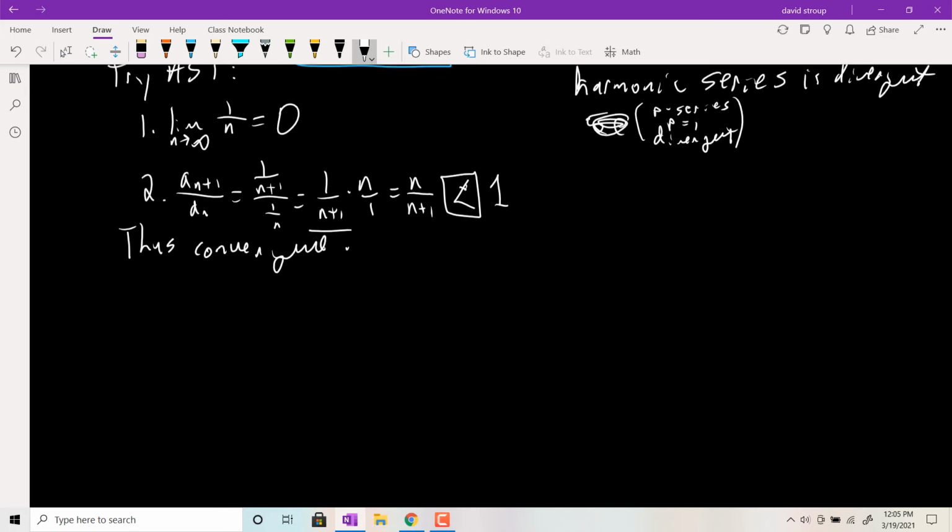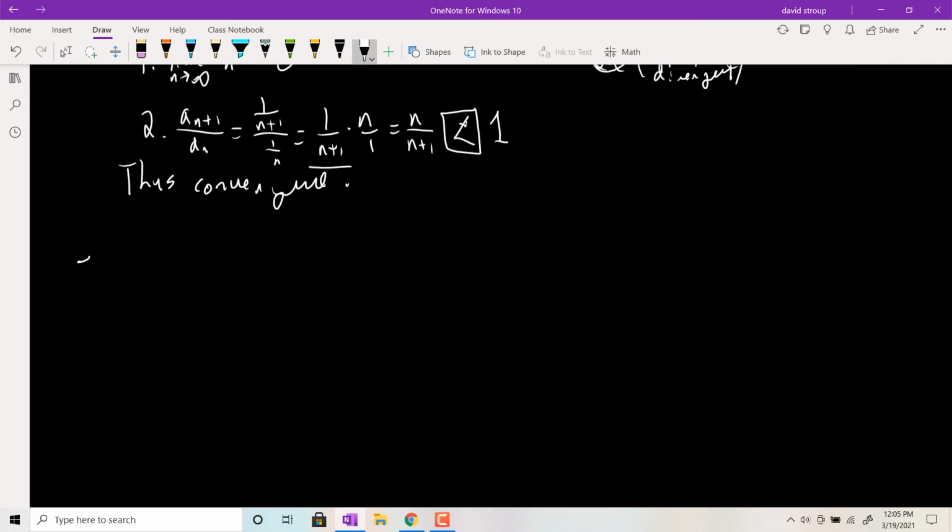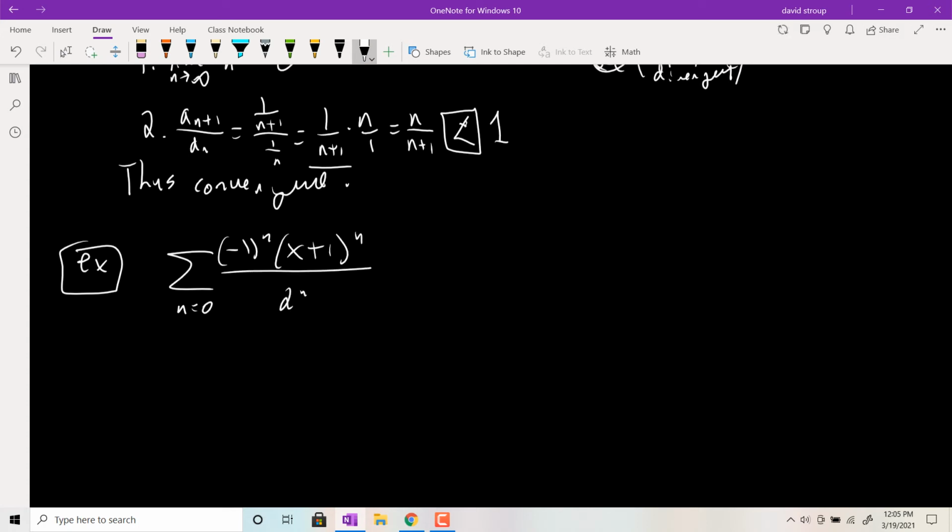Okay, let's look at one more and then we'll hit another topic. So this example, the sum of (-1)^n times (x+1)^n all over 2^n, from n equals 0 to infinity.